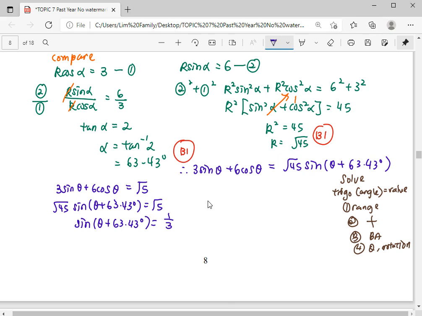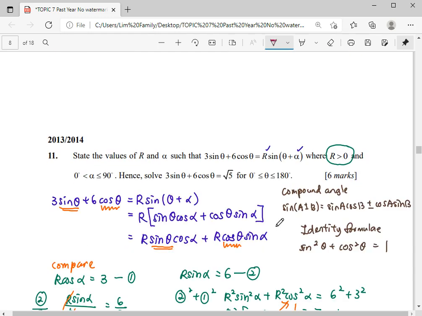We continue. We can see now we have already achieved this format, trigo, angle, value, so we can start solving. How do we solve this trigonometric equation? First, we look at the range. So first step, we look at the range. What's the range? That means we look at the question.